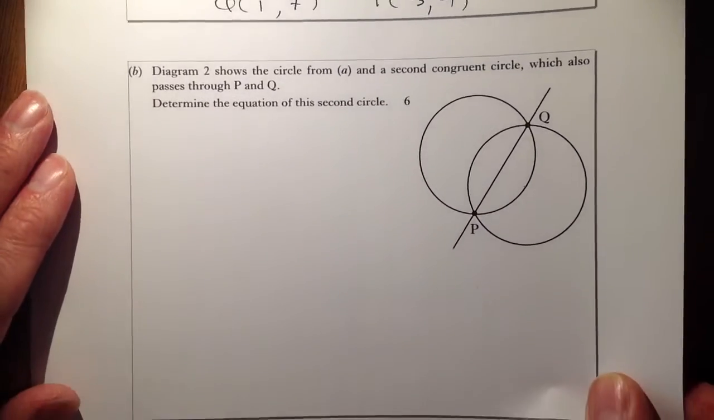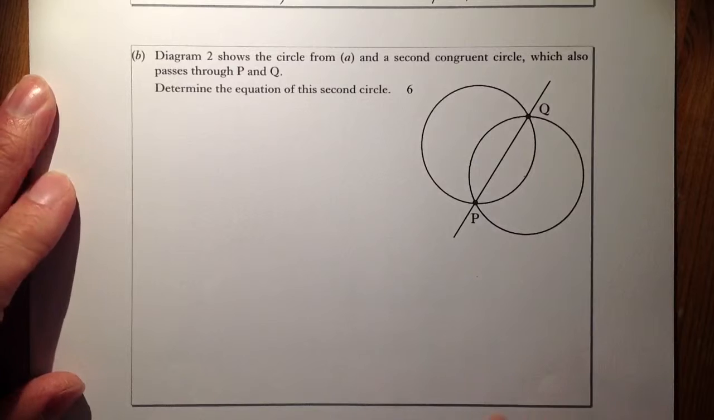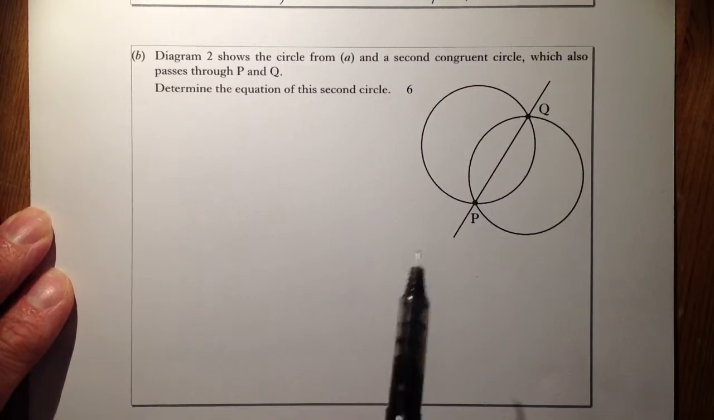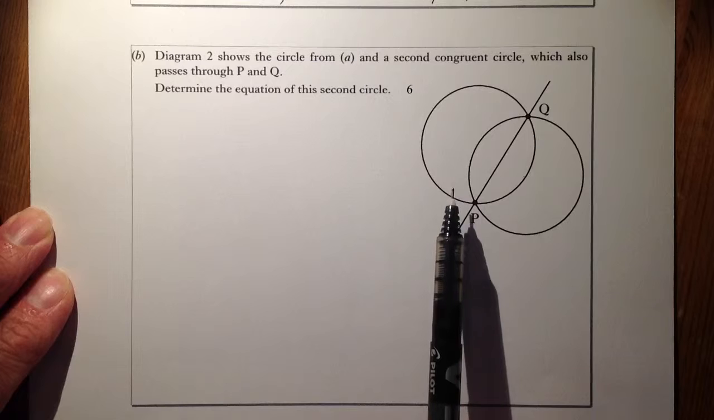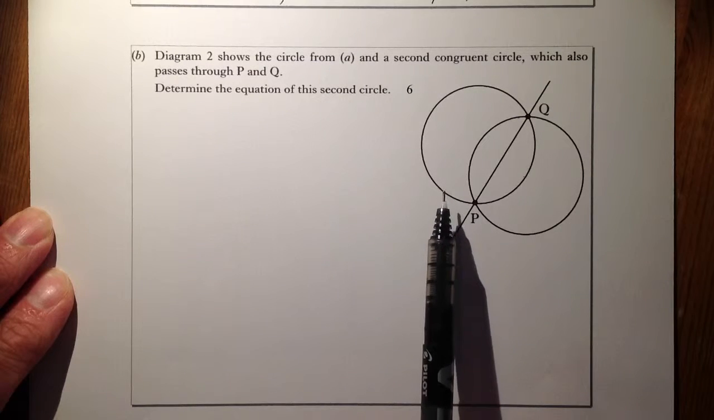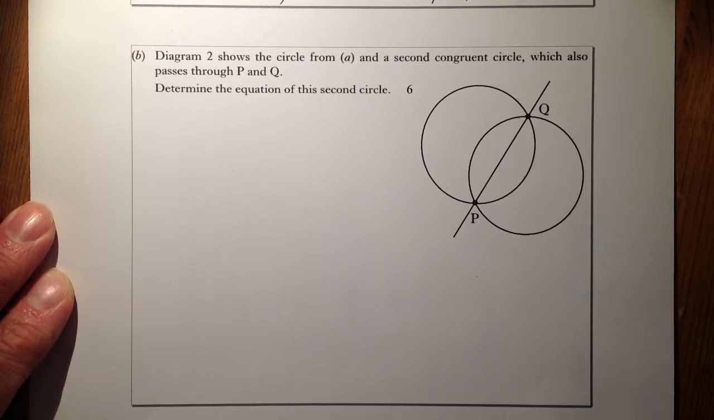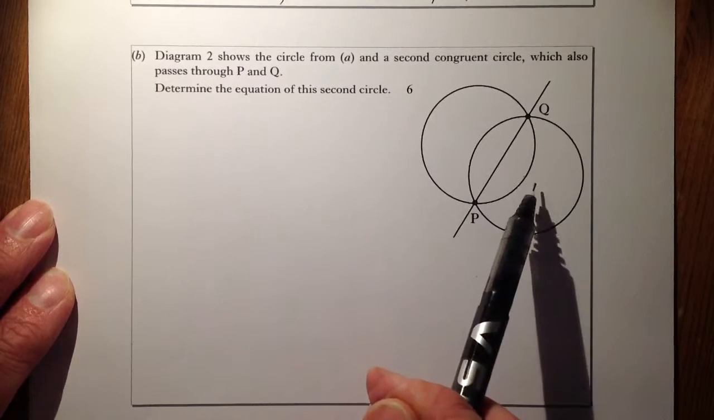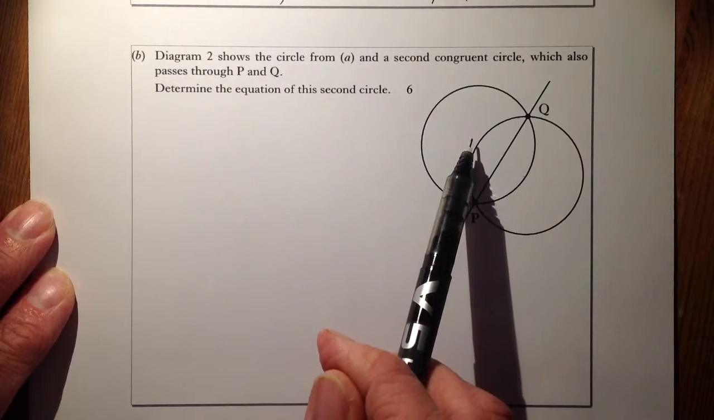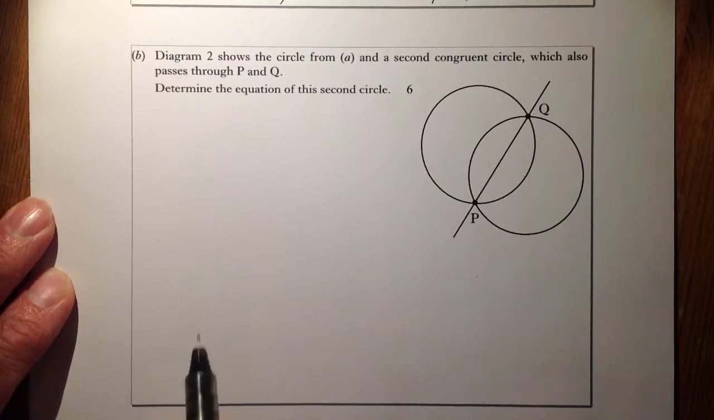So we've got a part B here. In part B, the diagram shows the circle from A, and a second congruent circle. A congruent circle would have the same radius and diameter. They both pass through the points P and Q. Determine the equation of this second circle. Right, I've got the equation of the first circle. What I'd need to do is find the centre of this circle here and then try and find the centre of this circle over here. Okay, so let's go for finding the centre of the original.